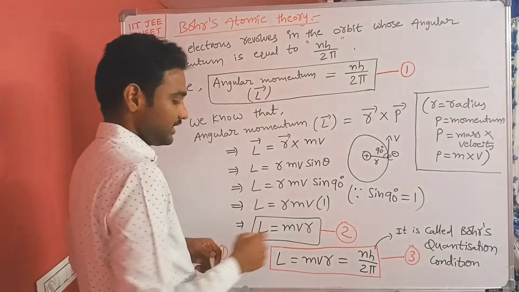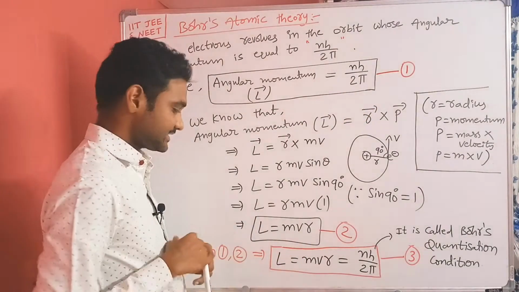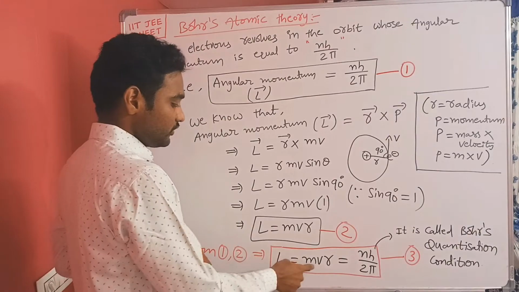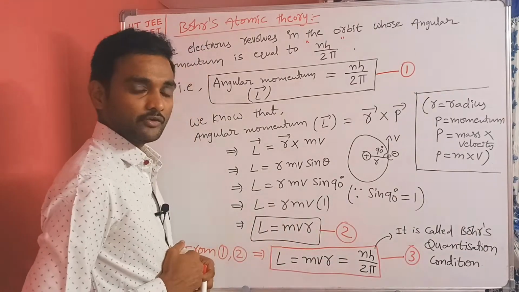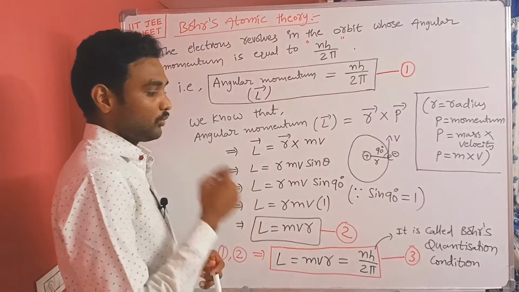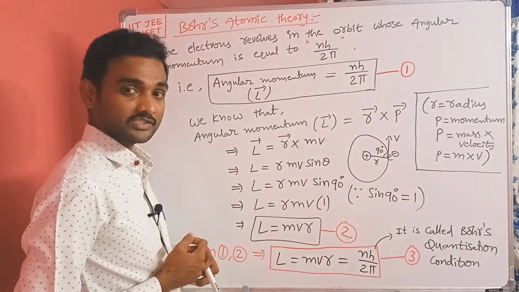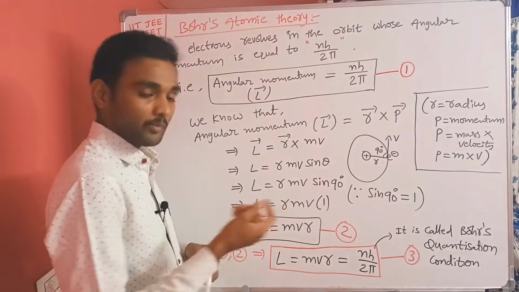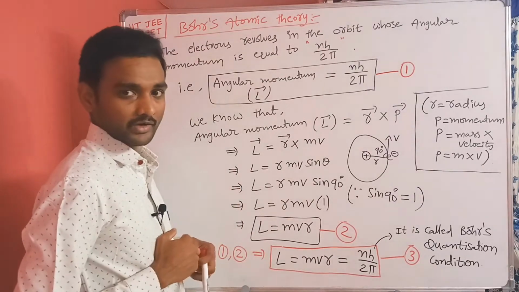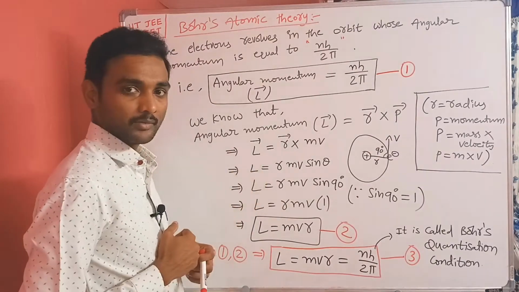From the first equation and the second equation we can write L is equal to mvr is equal to nh by 2 pi. It is called Bohr's quantization condition. What is quantization? Quantization in the sense available in fixed amounts. Remember.